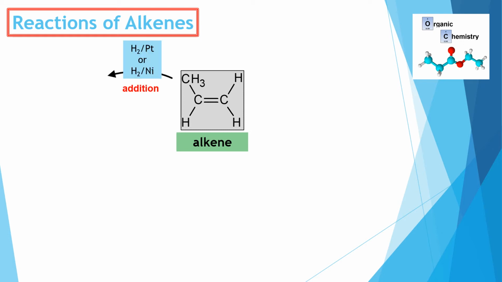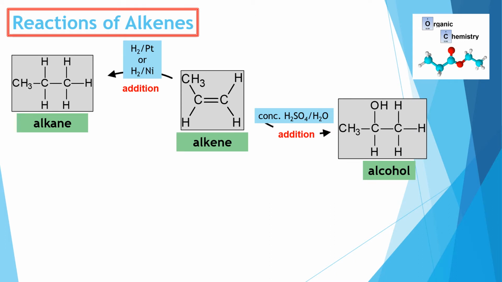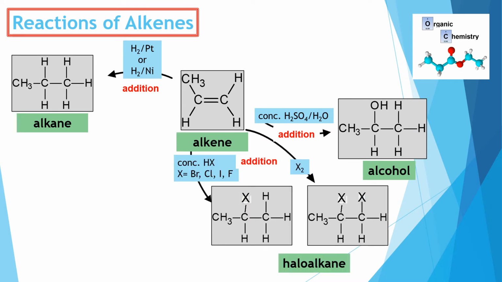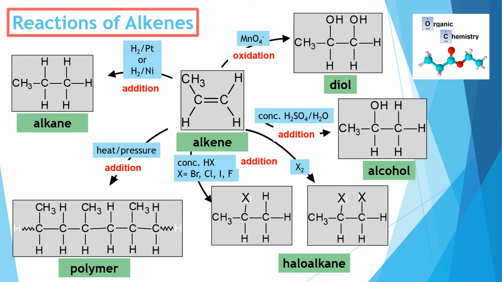We've got the addition to make an alkane, an addition of hydrogen. We've got the addition of water to make an alcohol. We can add halogens to make haloalkanes, or we can just add them all together in a big long chain and we can produce polymers that are plastics. Now, we can also have an oxidation reaction with permanganate, and we can produce something called a diol.